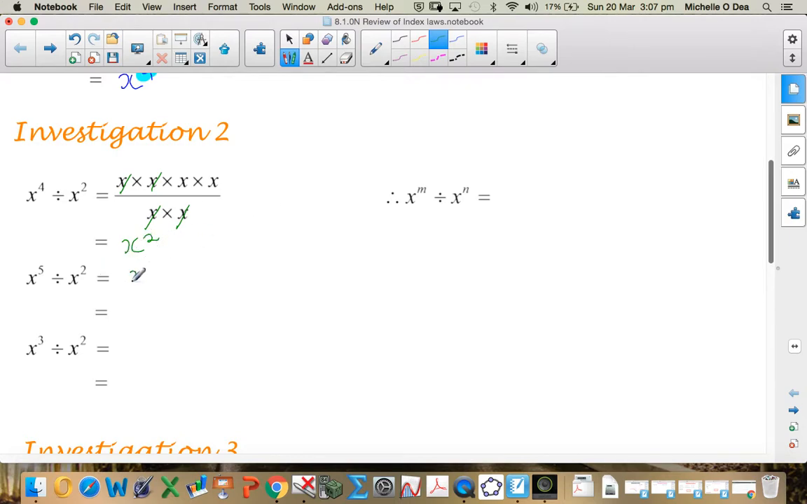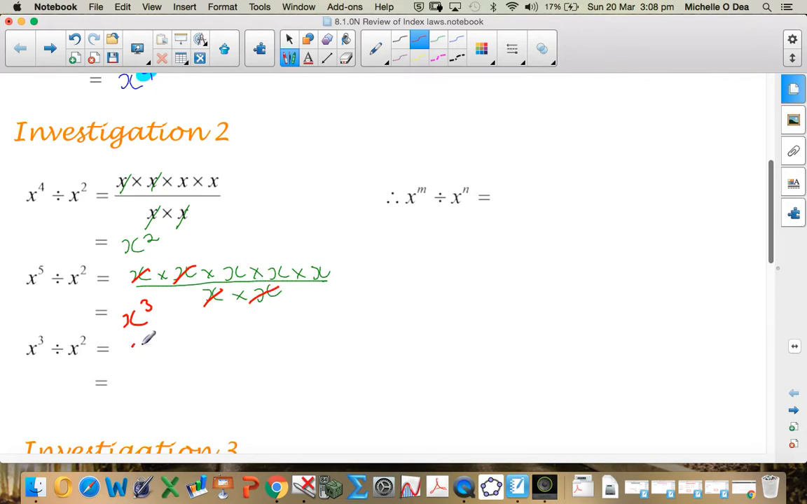If we do a similar thing here, we'll have x times x times x, that's 3, times another one, and one more for 5. And that's all going to be over x squared, which we can write, of course, as x times x. So if I do some cancelling, x over x is 1, x over x is 1. What do I have left? X times x times x on the top. So I've got x cubed.